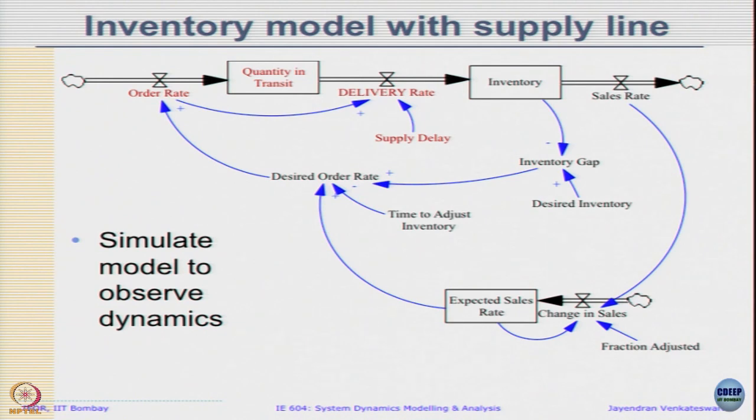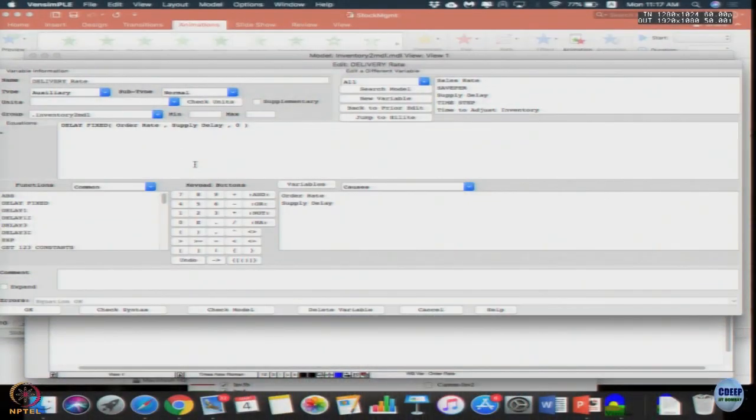It is a fixed delay. How do we model it? Fixed delay of 2 days, how do you model it? Using the delay fixed equation. Go into your model, use delay fixed and give the input as order rate, duration as supply delay, and initial value as, initially what should the delivery rate be? It is 0. Initially sales rate is 0, so we will assume delivery rate is also 0, then initial quantity in transit will also be 0. So in the first 5 days nothing happens, so there is no reason why we should keep delivering, it is all 0. This is the delivery rate: delay fixed, order rate, comma, supply delay, comma, 0.